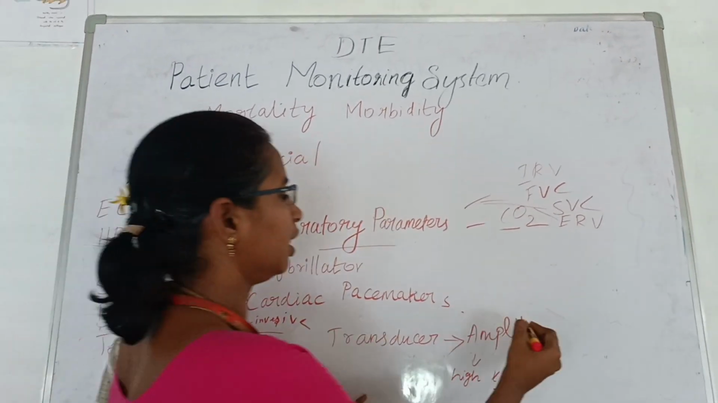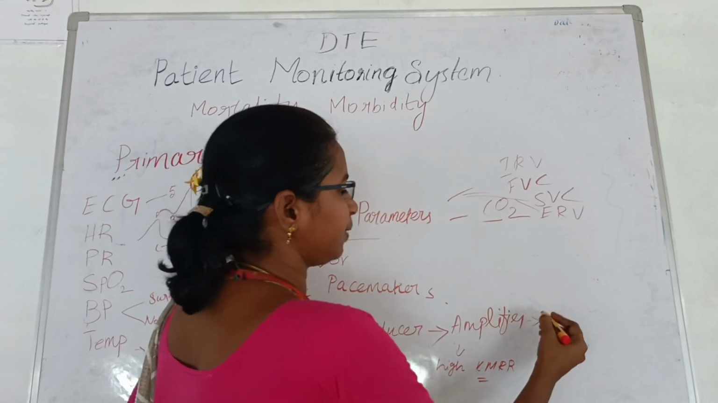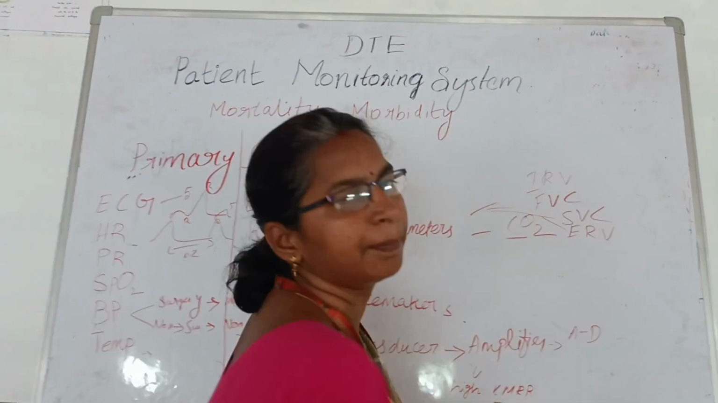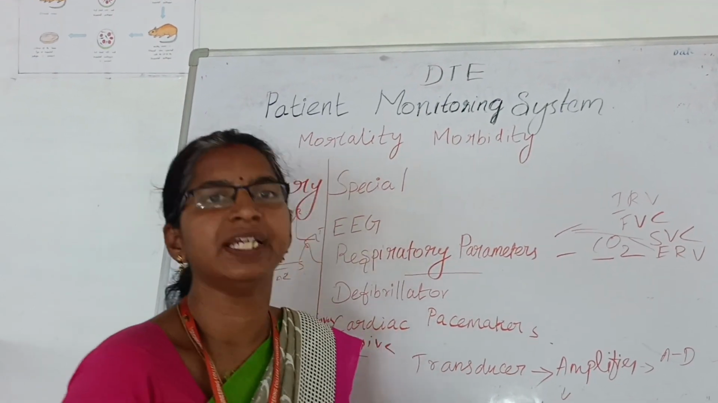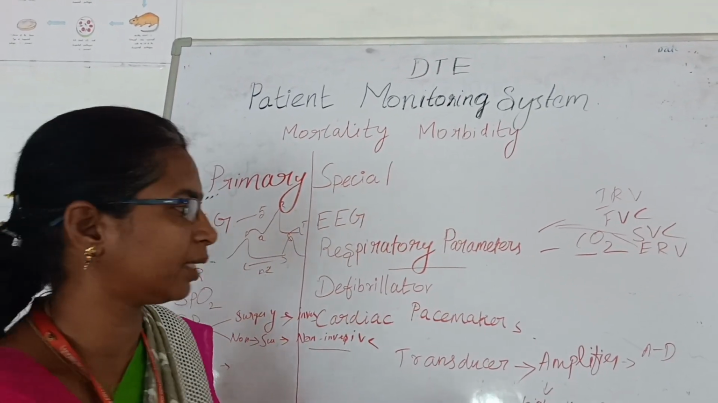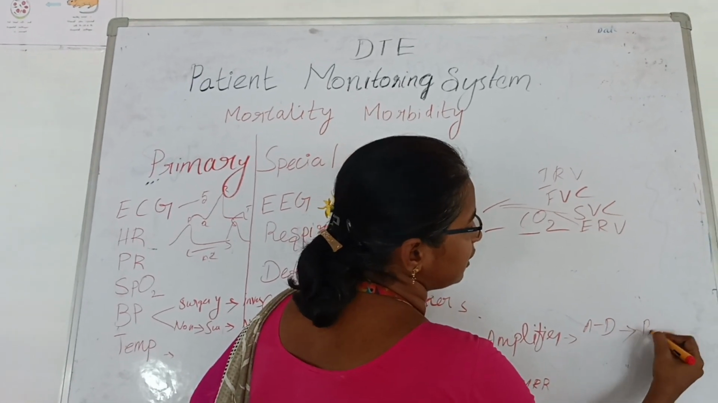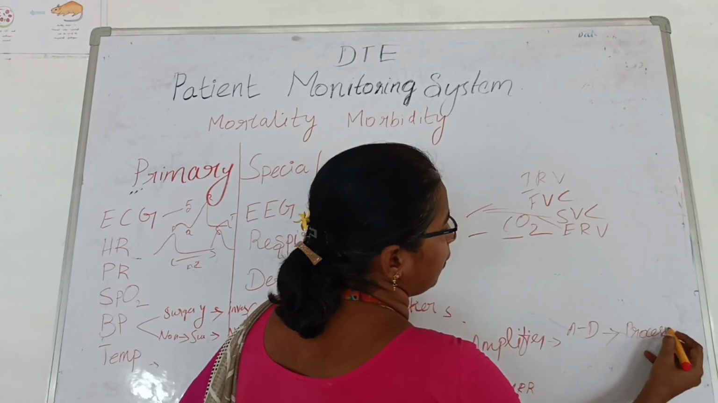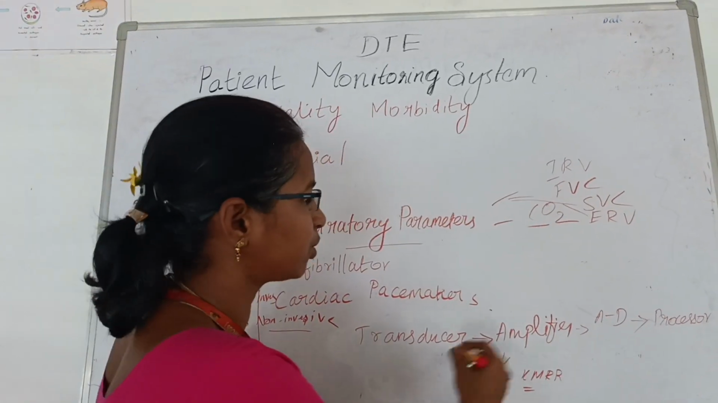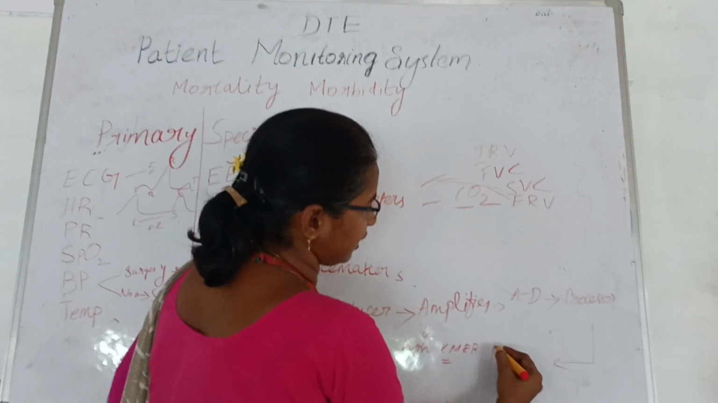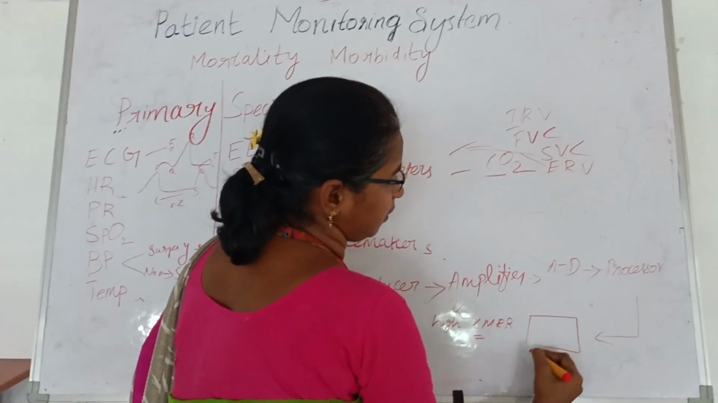Okay. Then from that amplifier it will be given to the analog to digital converter, because most of our processors are used in digital based systems. So it will be given to the analog to digital converter. Then the processor will be used to analyze the signal. Again it will be displayed in the monitors.